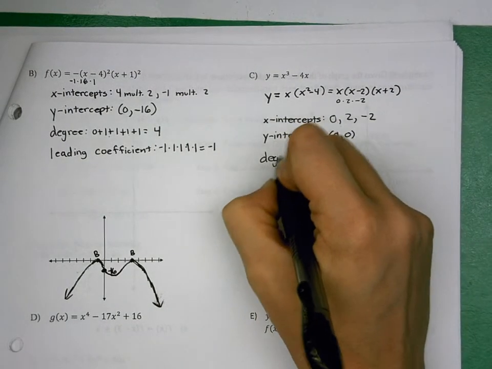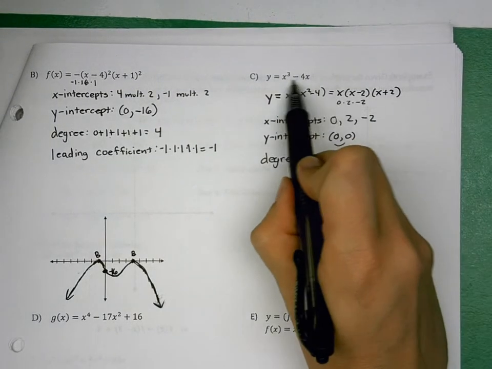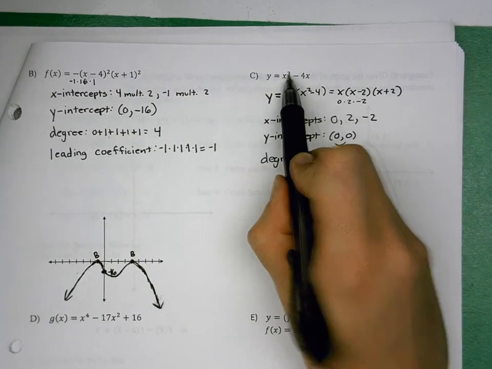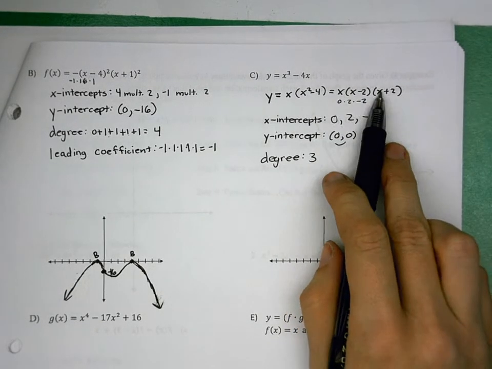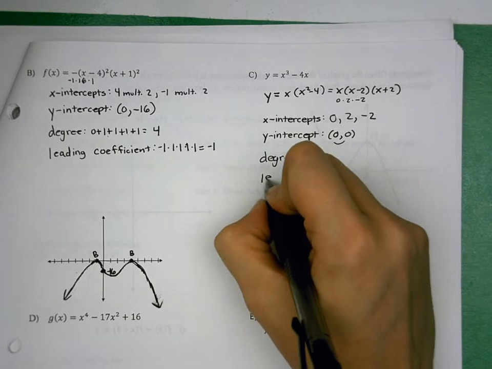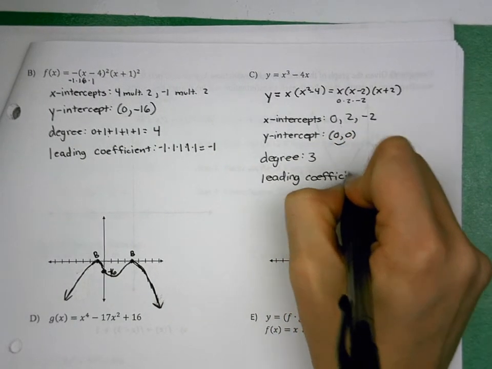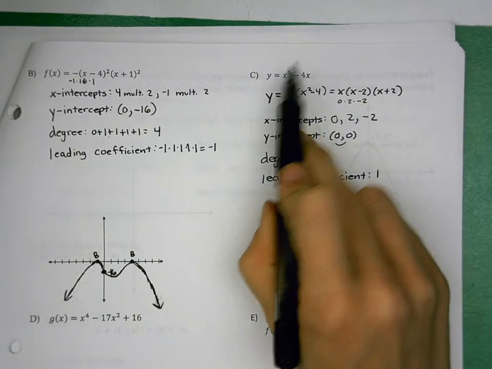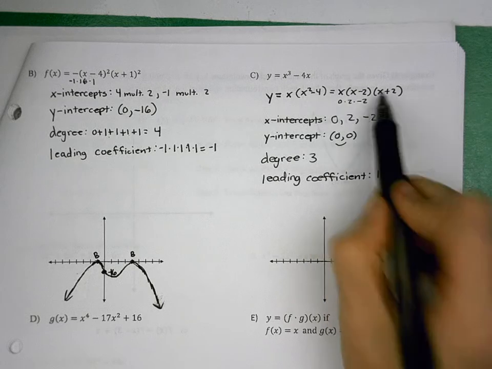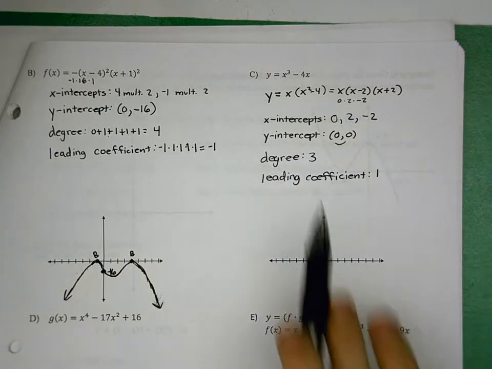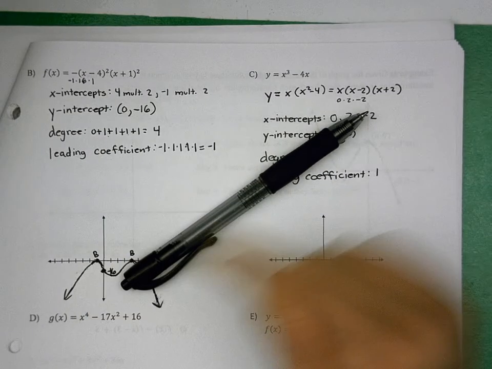Degree, we have degree of 3, and actually I can see that from my original function here, 3. Or you can find it by doing 1, 1, and 1, which is also 3. And a leading coefficient of positive 1, which again we can see from here, the positive 1, or from doing 1 times 1 times 1, which is 1. And so with an odd degree and a positive leading coefficient, I know I'm going to see negative infinity on the left, positive infinity on the right.